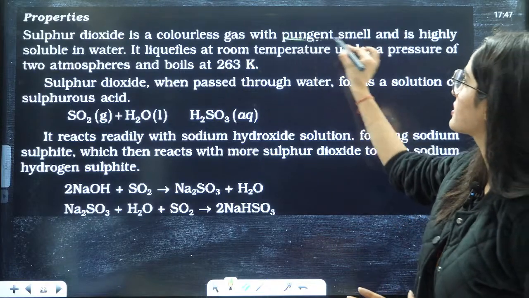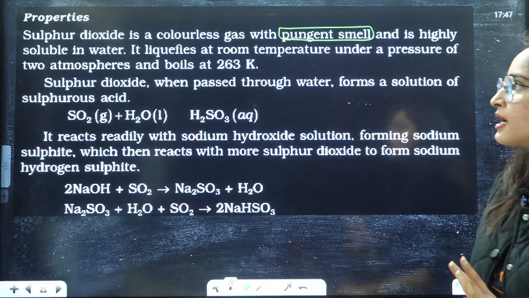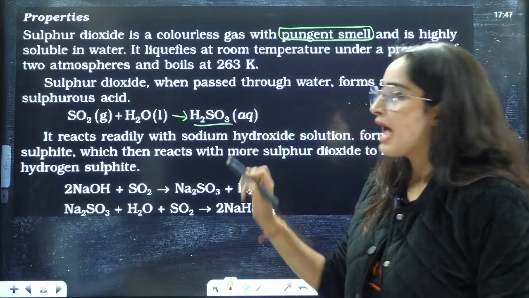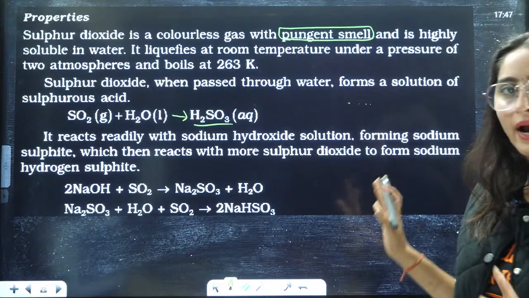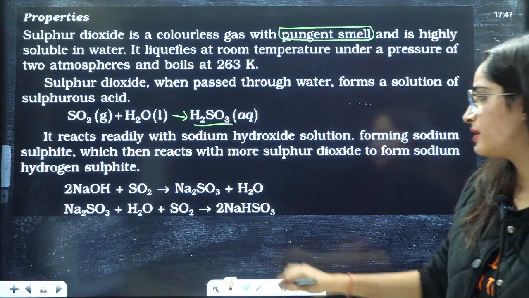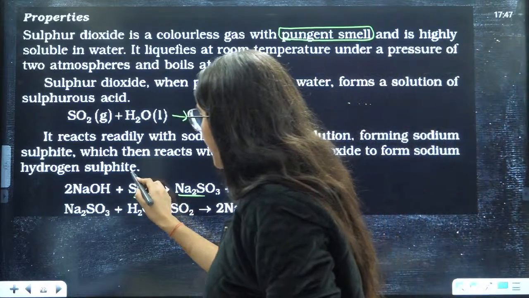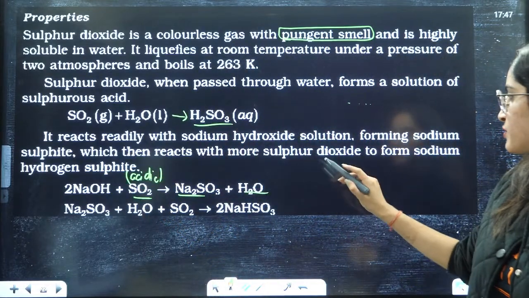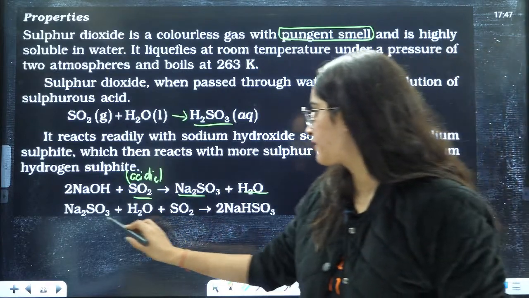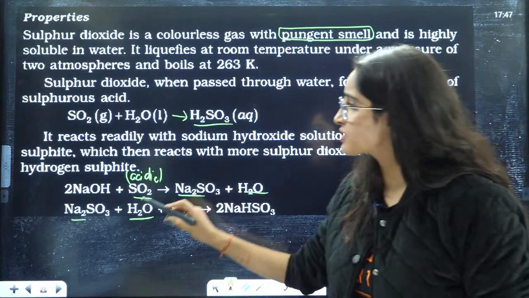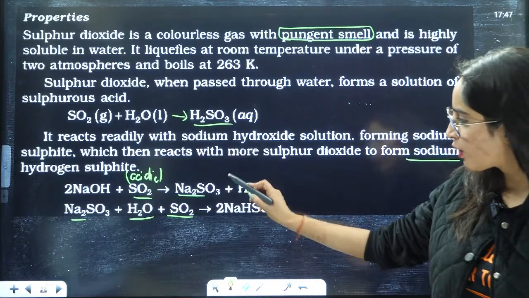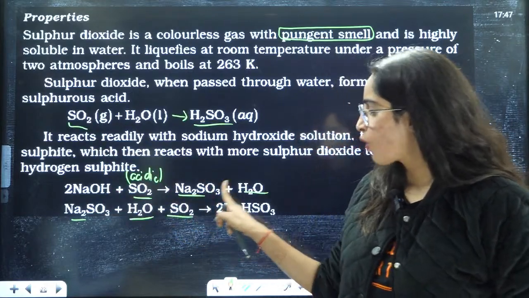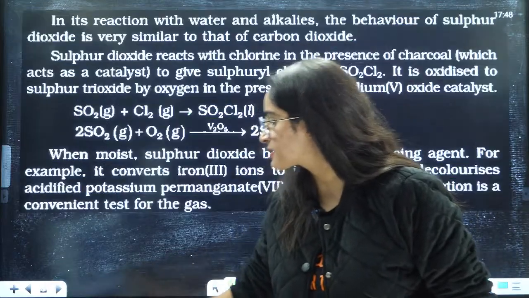First, it is a colorless gas with a pungent smell, and highly soluble in water. In water, this is an acidic oxide, that is why it will form an acid. It reacts readily with sodium hydroxide, forming sodium sulfite and water. That means definitely this is acidic in nature. That is why with a base it forms a salt and water. It then reacts with more sulfur dioxide and gives sodium hydrogen sulfite. You don't need to remember all the reactions, just remember the property that SO2 is acidic in nature, that is why with a base it gives salt and water.